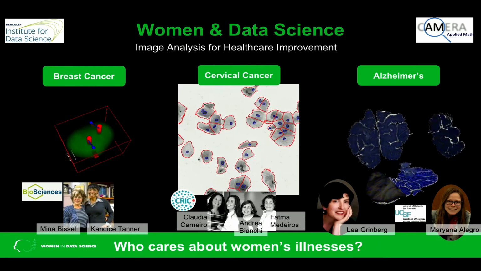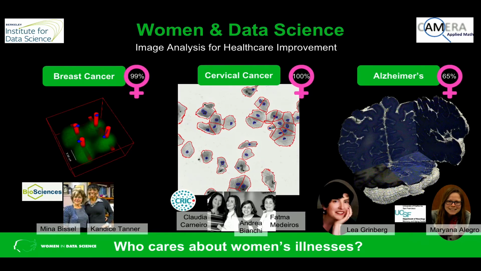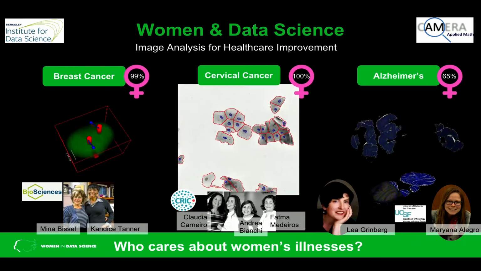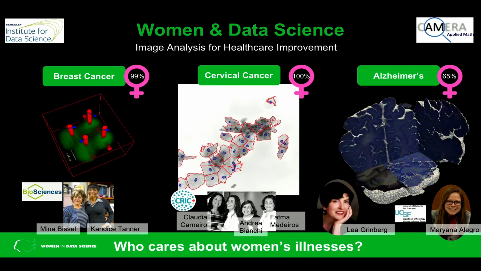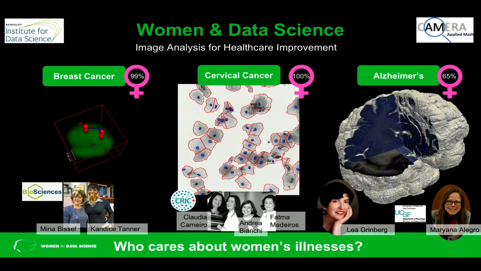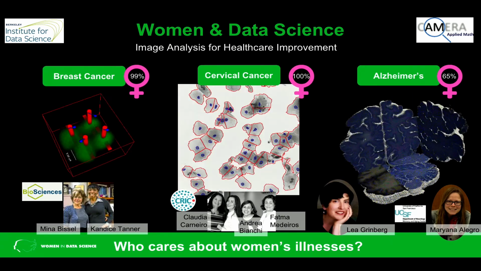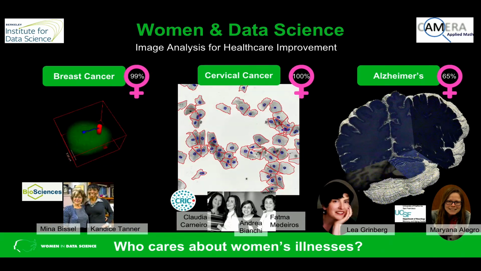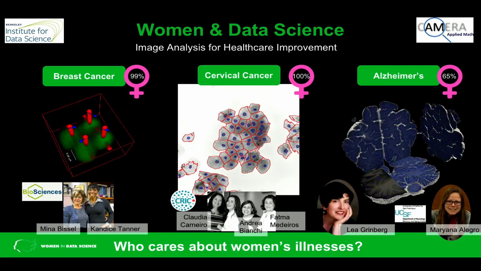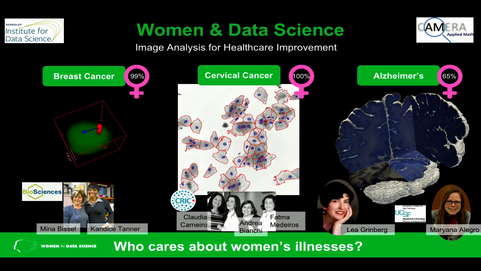Another thing that is very interesting about these women's illnesses is some of these stats here. 99% of the patients with breast cancer are women. Yeah, males can get breast cancer, but it's really a tiny number. Cervical cancer, 100%. This is really a women's disease. In Alzheimer's, which was sort of eye-opening for me, I didn't actually know that women are more likely to have Alzheimer's than men.